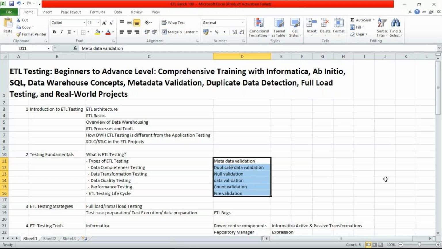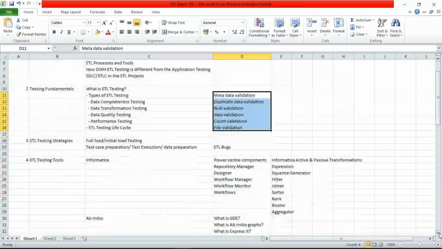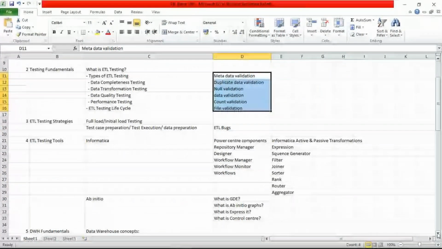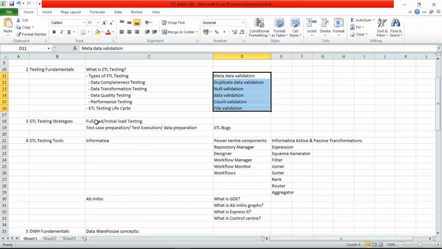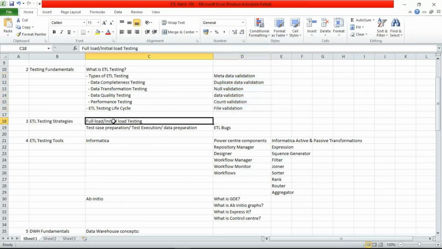Then slowly we'll move to ETL testing strategies. There are plenty of strategies while performing ETL testing. One such strategy is full load testing, and another is initial load testing. These are the two mainly used strategies while loading the data from source to target. Right now you are wondering what is source, what is target, what I'm talking about. We'll see that in a few minutes.